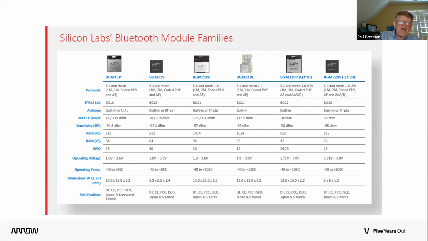Also, remember I mentioned that we talked about the chip level, but there are also module levels. Again, not to go into too many details, but for example, the BGM220, this one and this smaller one, has just been announced, literally just a few weeks ago. And these are module level parts that already carry carrier certifications.